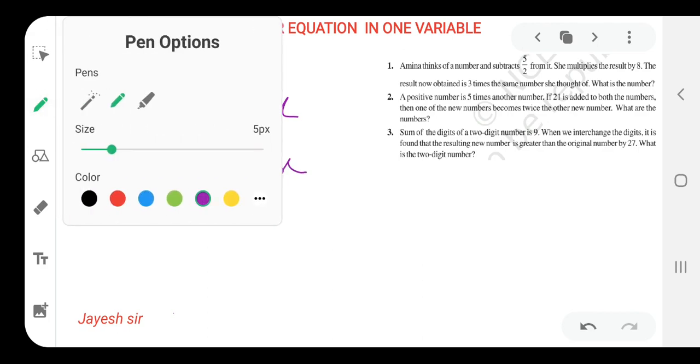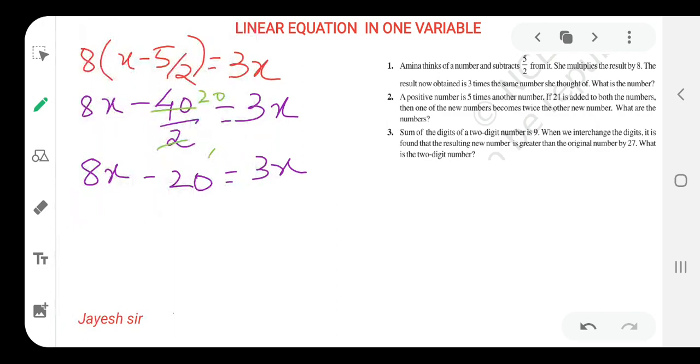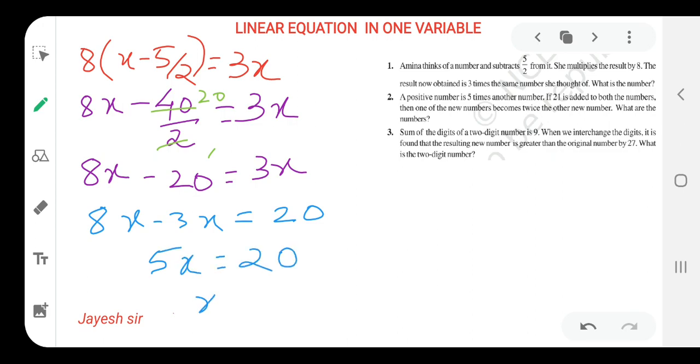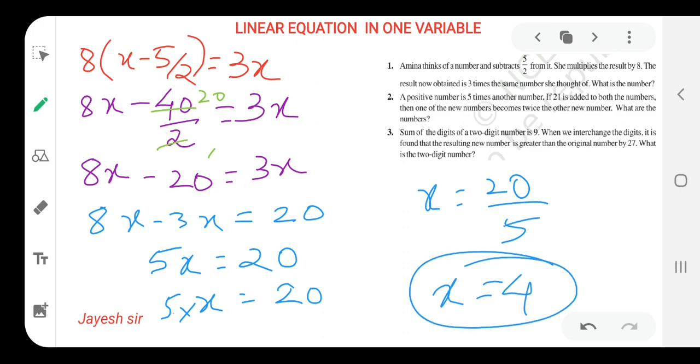Now as per the transposition theorem we all know how to solve it. Minus 20 will go that side and this 3x will come this side. 8x minus 3x, and minus 20 after going that side will become plus 20. 8x minus 3x is 5x, and the value for that is 20, as per the transposition theorem. 5 is multiplication over here, this side, after going that side it will become division. That means we get 20 divided by 5, the value of x as 4. Yes friends, so the number C had assumed was 4.